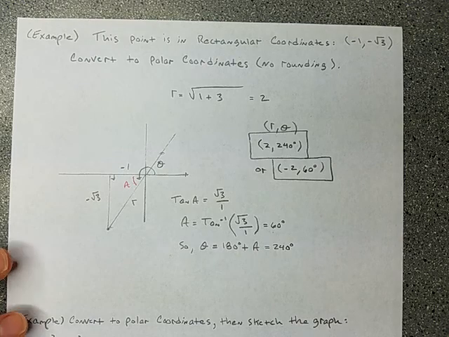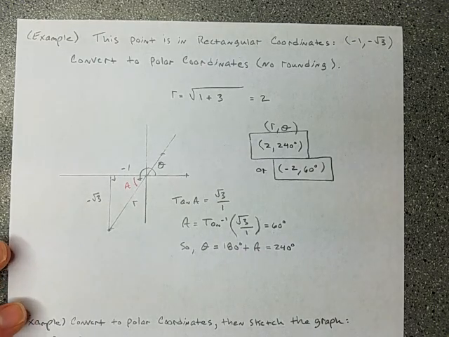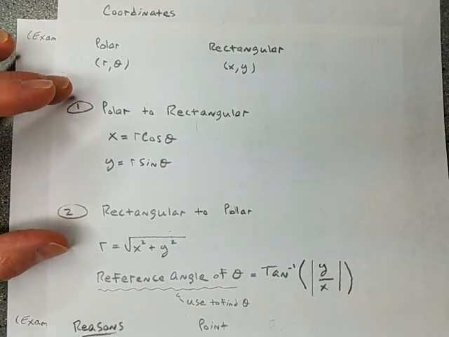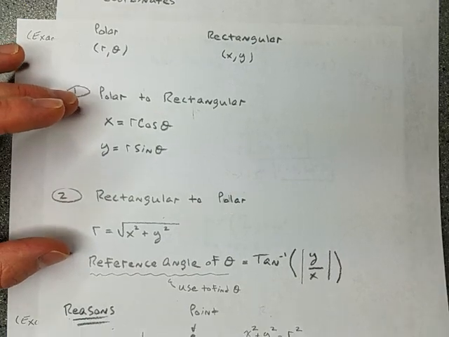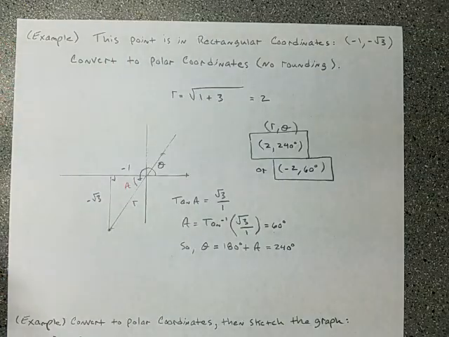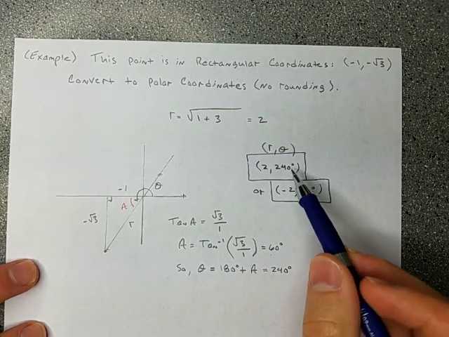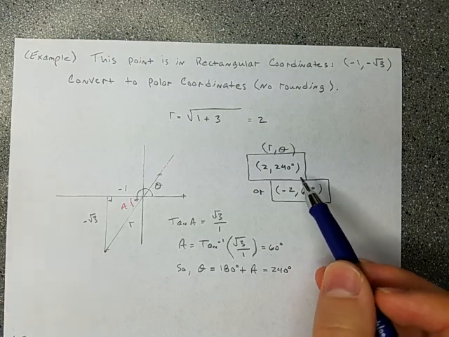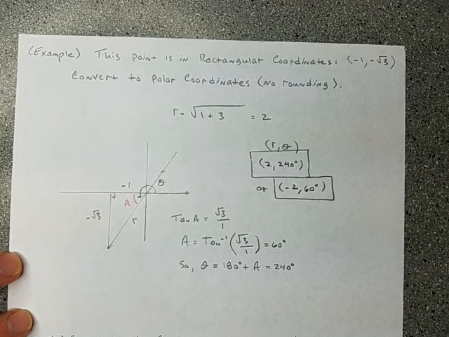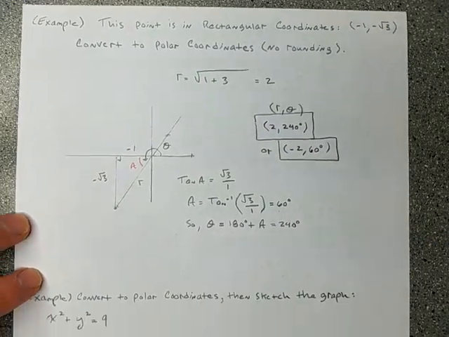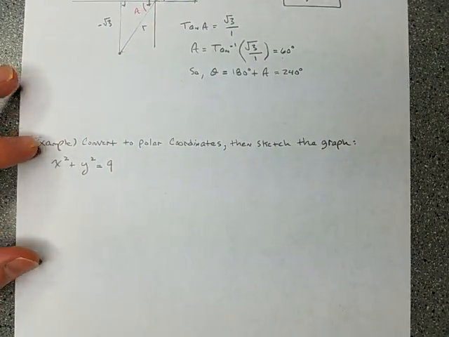Now, you've seen the conversions point to point, polar to rectangular and rectangular to polar. You've seen some examples of that. You'll have to allow for some flexibility on the angle being in radians or degrees. Use your judgment as far as what the question asks you. Let's try something a little bit different.